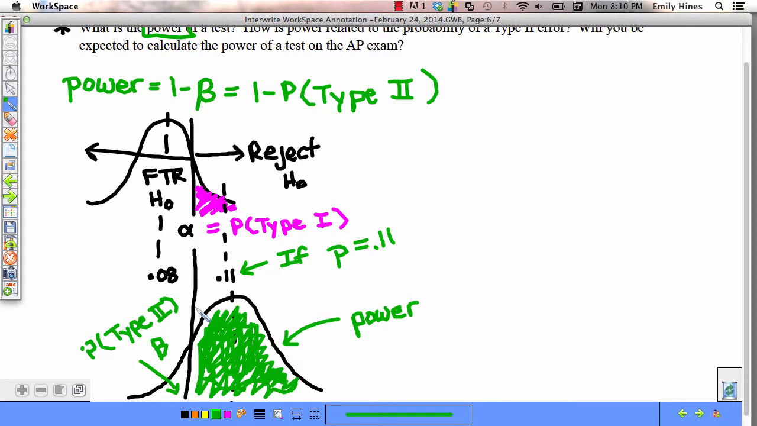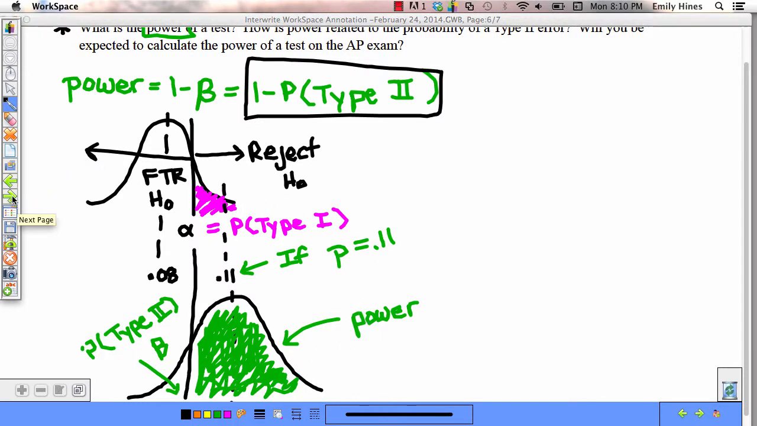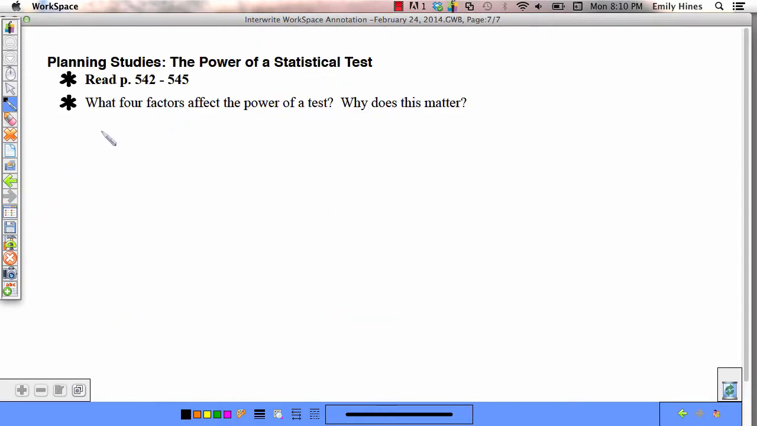Okay, so when thinking about planning your study, it's important to think about power and to know a couple things about power. And just kind of keeping this in mind is all you'll really need to know for the AP test. You need to know for the AP test that power is 1 minus the probability of a type 2 error, and that you do it for specific values, and that there are 3 factors that affect the power of a test.